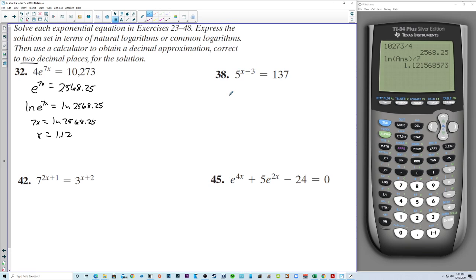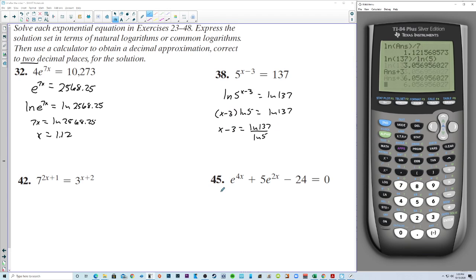Here we don't have to divide first. I'm just going to take the natural log of both sides right away. We can bring this power down and divide by natural log of 5. So we have the natural log of 137 over natural log of 5. Natural log of 137 divided by natural log of 5. And then that's x minus 3, so we're just going to add 3 to this. And we get 6.06 rounded to 2 decimal places.